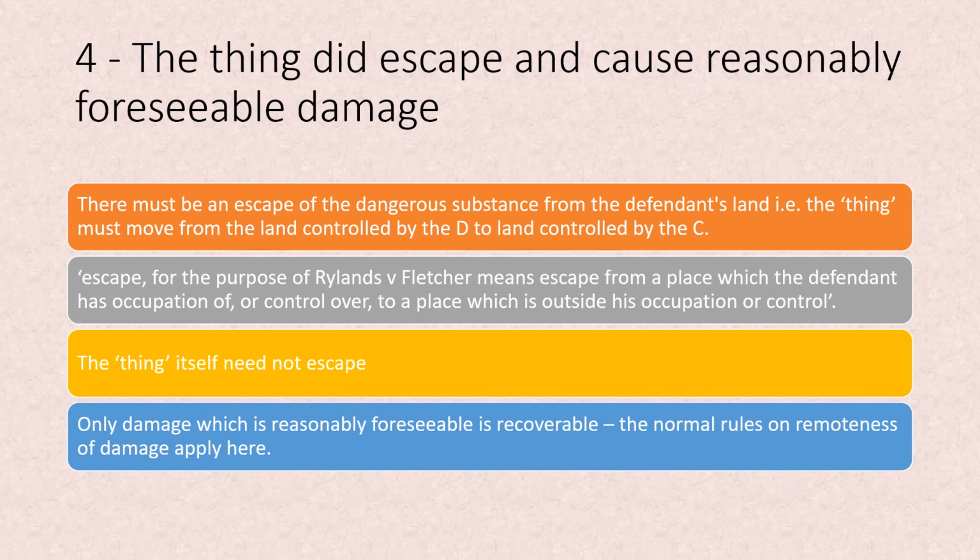Now the thing itself doesn't need to escape, but of course if the thing escapes itself, then you're more likely to have a successful claim. We've seen cases where fire has escaped, and in that context there have been claims successful and claims not successful with respect to fire. So usually the thing itself should escape, but it's not always the case. Now only damage which is reasonably foreseeable is recoverable, so it's quite consistent with the rest of tort law in that the normal rules on remoteness of damage apply here.